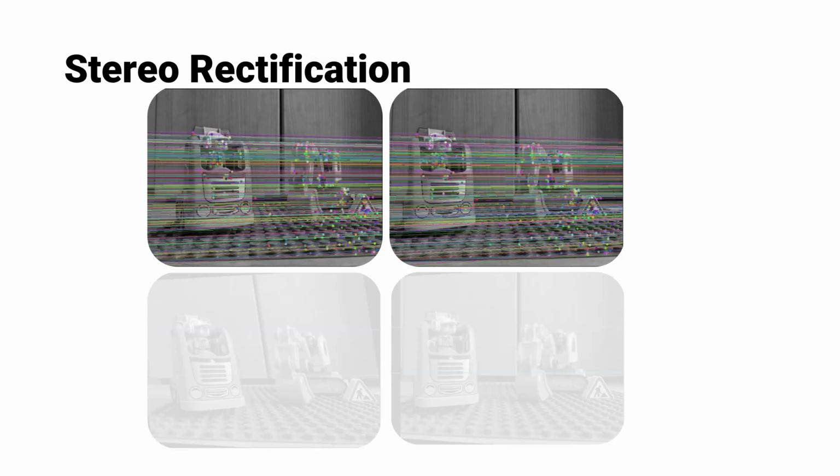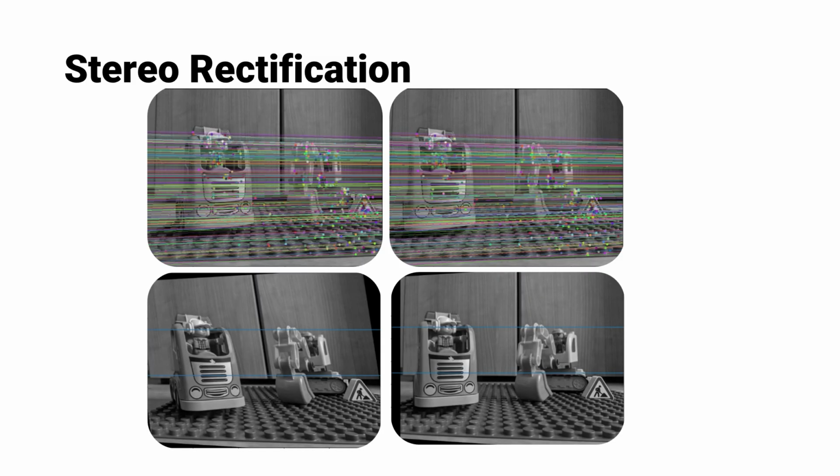So for stereo rectification, initially you will have lines which are bent like this. Once we warp it, we see that they are perfectly horizontal and we can match on the horizontal lines. That gives us disparity.